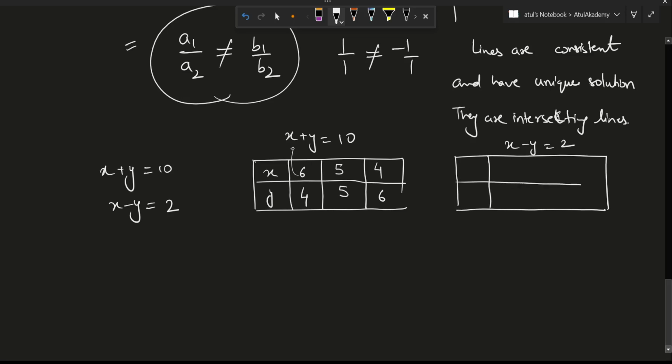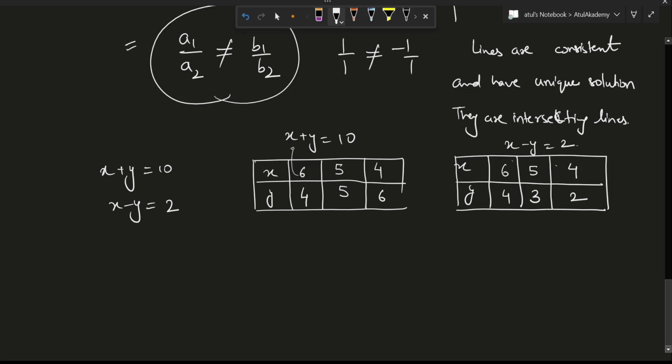Second equation is this. Let's get a few values for this also. Same thing, when x is 6 here, y should be 6 minus 4, which will give you 2. Now, when I say x is 5, what will be the value of y? 5 minus 2, 3. y will be 3. Now let's say x is 4. When x is 4, 4 minus 2 will be 2. Okay, now this is done.